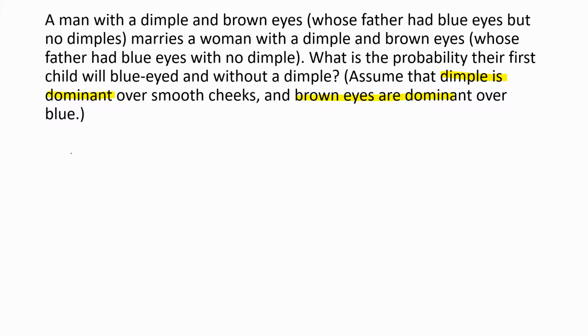So, the man's got dimples. We know he's got to have one dominant allele in there, and brown eyes. We know he's got to have one dominant allele in there. So by the way, D is for dimples, and B is for eye color.